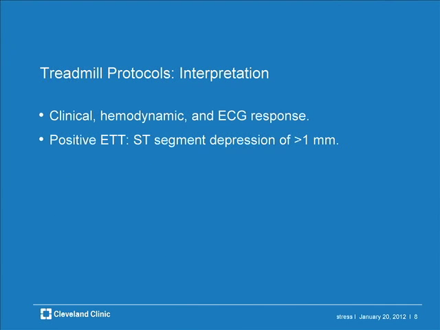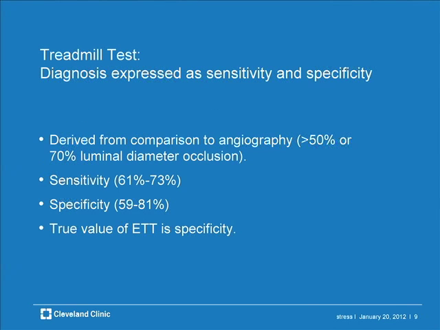Now, the interpretation relies on a few things. It relies on the pretest likelihood of disease, which is the clinical presentation of the patient. The hemodynamic changes: does the patient's blood pressure rise appropriately, or drop with the stress test, which is a bad prognostic sign? What's the EKG response to the stress test? And mainly, do you have ST depressions of more than 1 millimeter? I'm not going to go into details on how to read an EKG stress test, but these are generalities of how you interpret them.